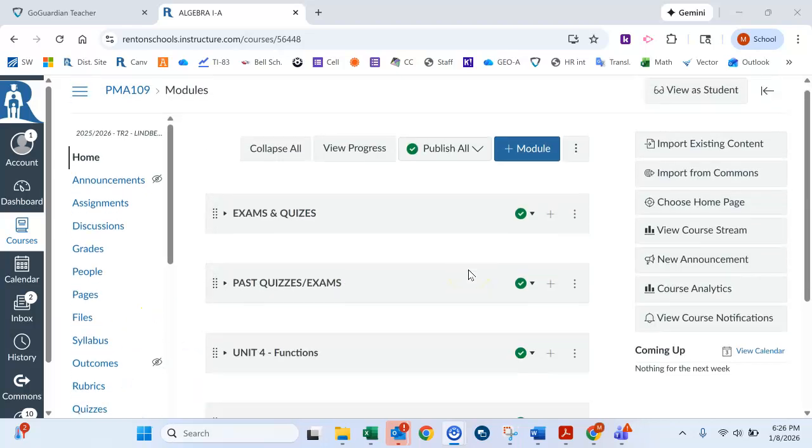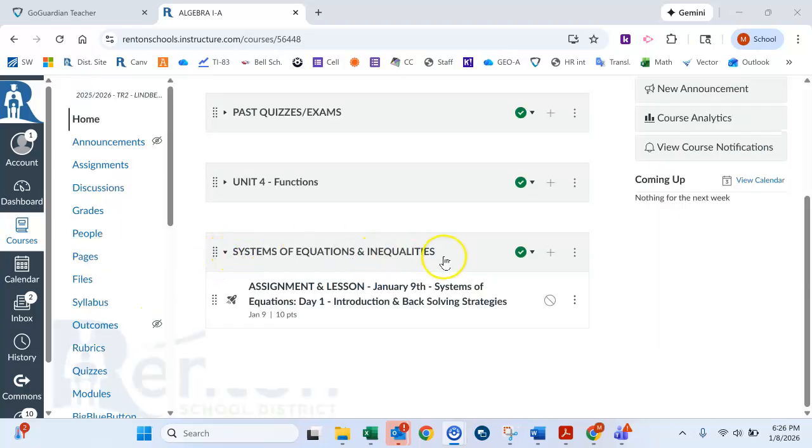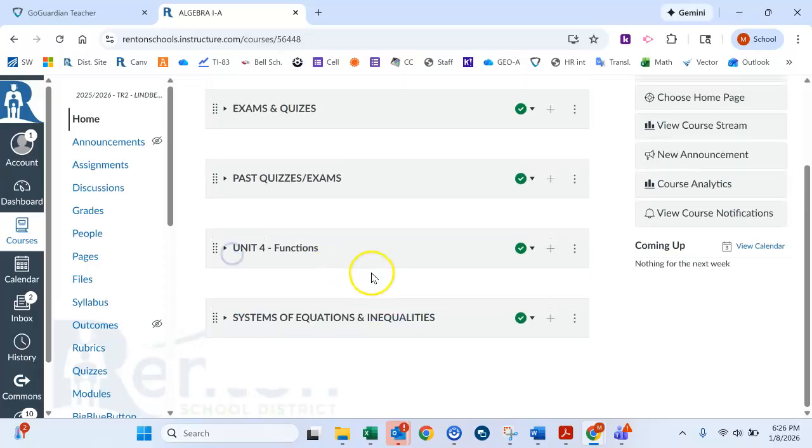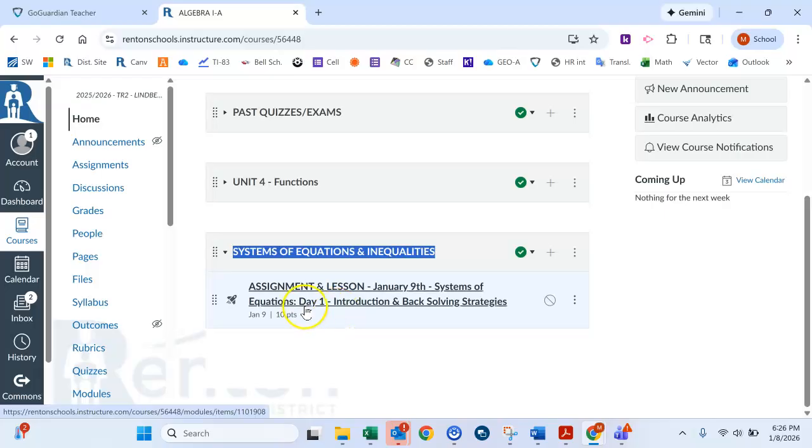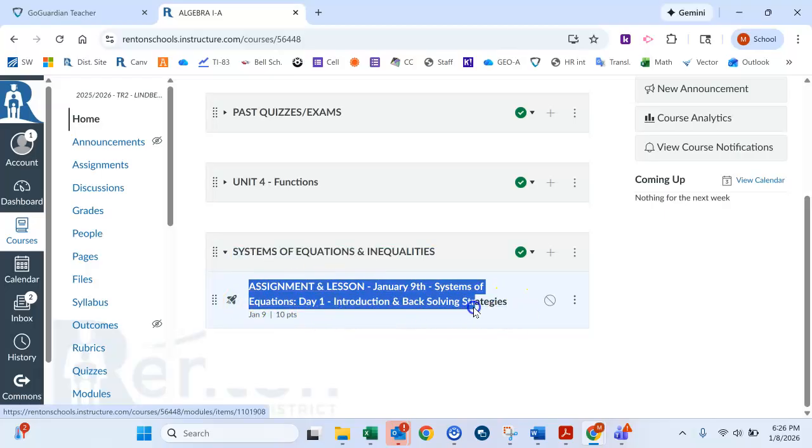Hello, today we are working on a new unit, Systems of Equations and Inequalities. And this is the first day of the lesson. We're going to be covering this right here. Equations, day one, introduction and back solving strategies for systems of equations.